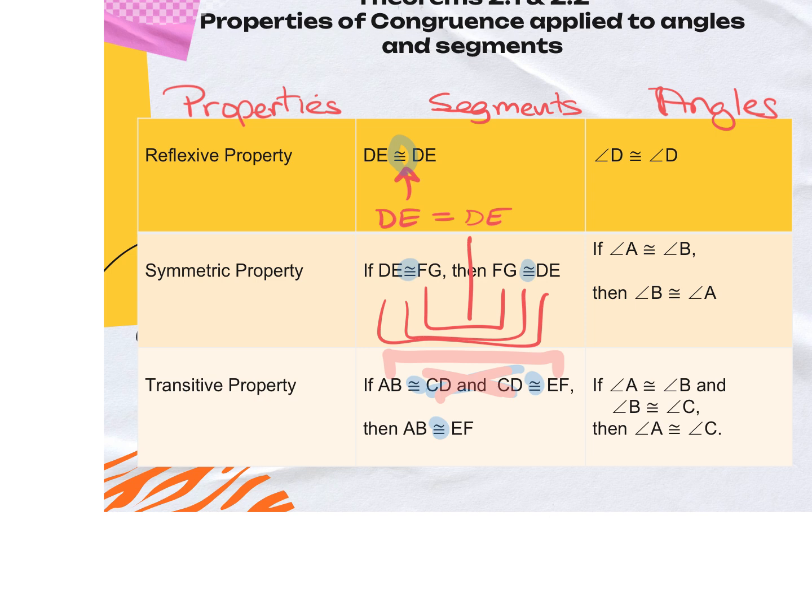So again, for the reflexive property, angle D congruent to angle D. For the symmetric, again, like the line of symmetry here, and everything matches, or think of it as the order reversing. And then your transitive is where that angle B, the overlap, would cancel, and then you can conclude that angle A is congruent to angle C.